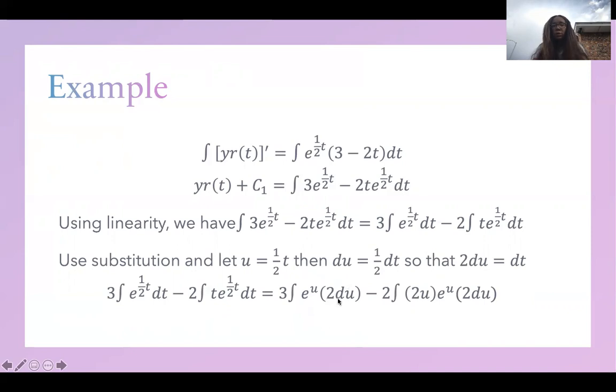So we have 2 du minus 2 times the integral. Well, we have t here. Well, remember, u is equal to 1/2 t. So multiplying that by 2 on both sides, we get 2u is equal to t. So our 2u is substituting for our t, e to the u, and then again, our dt is 2 du. And so we can multiply all of these constants out and get that this is equal to 6 times the integral of e to the u du minus 8 times the integral of u e to the u du.